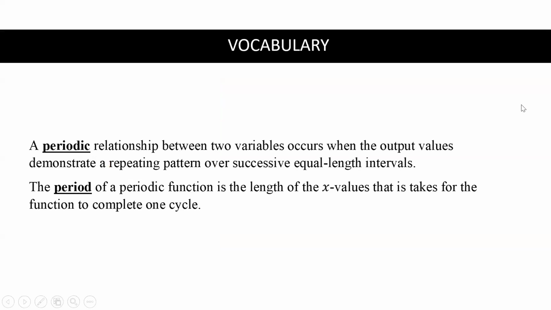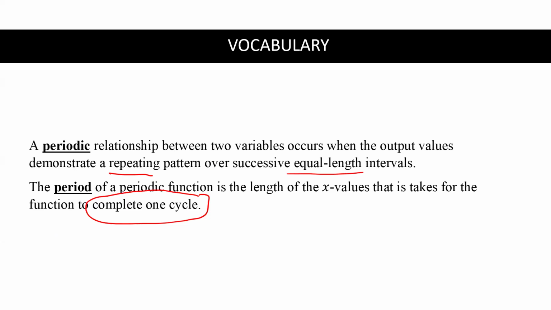Vocabulary. Important vocabulary for us today: a periodic relationship between two variables occurs when the output values demonstrate a repeating pattern over successive equal intervals. So the key things here are repeating patterns, and successive equal length intervals. The period of a periodic function is the length of the x values that it takes for the function to complete one cycle. The period is the time it takes to complete one cycle.